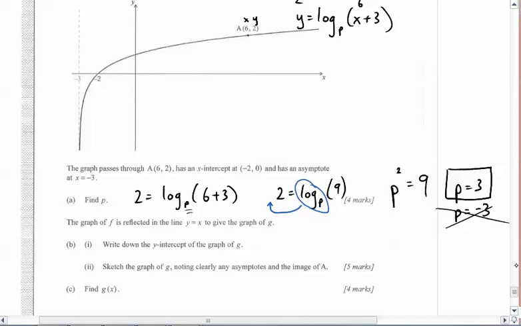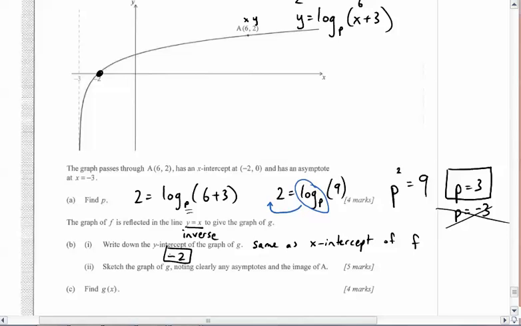Now it says we have a reflection in the line y equals x, which is the definition of an inverse. If you reflect in the line y equals x, the y-intercept of graph G is going to be the same as the x-intercept of graph F, because they're inverses of each other. The x's and the y's change. So I just look and see what the x-intercept of graph F is, and that's going to be the y-intercept of graph G.